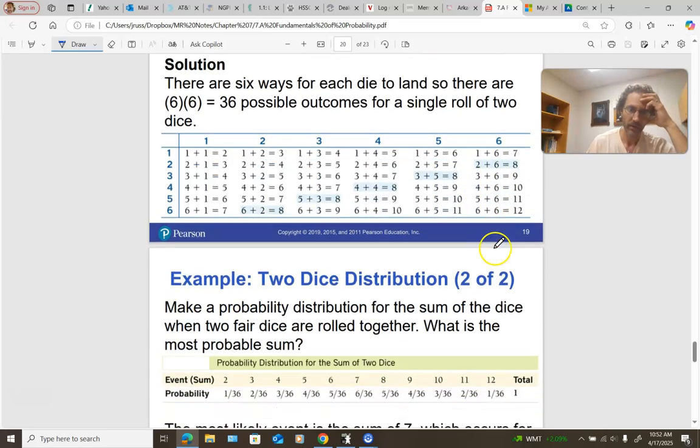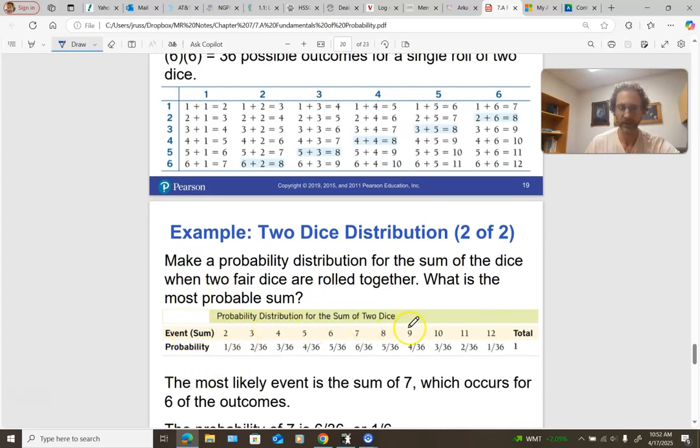And so the events would be the different sums. If you look down here, these are the different events. When you roll two dice and add together what's showing on both dice, the sums are going to be anywhere from 2 all the way to 12. You'll get a 2 if you roll a 1 and a 1, and you'll get a 12 if you roll a 6 and a 6, and then all the combinations in between.